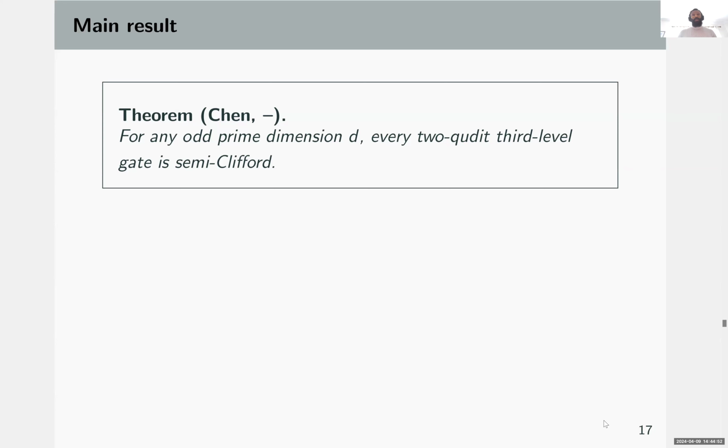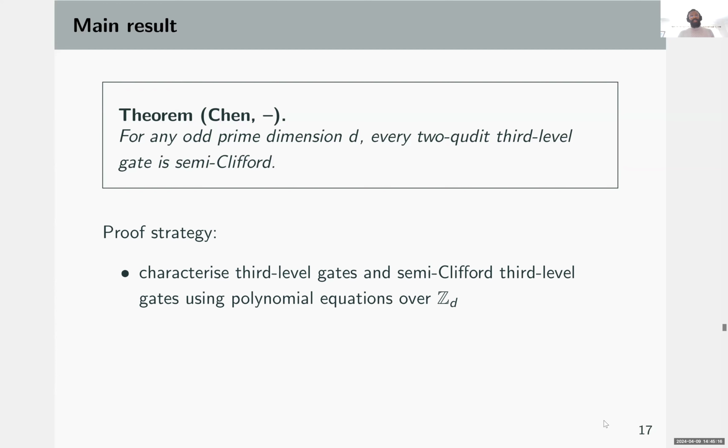So the theorem: we already talked about the one qudit case. Now we're going to prove that every two qudit third level gate is semi-Clifford. And this is going to work for any odd prime dimension. Making it work for infinite dimensions is the reason why it starts involving this very complicated area of math. As I mentioned, the proof strategy is to characterize third level gates using unitaries, but using polynomial equations over Z_D, because as I mentioned, Paulis and Cliffords are basically defined as a small string of integers.